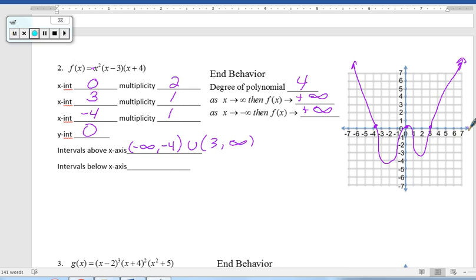Intervals below, we're picking up at negative 4 and getting to 0. We cannot include 0, so we'll pick up on the other side until we get to 3.